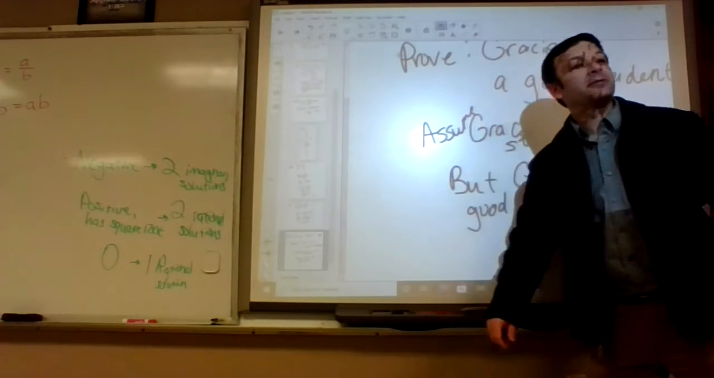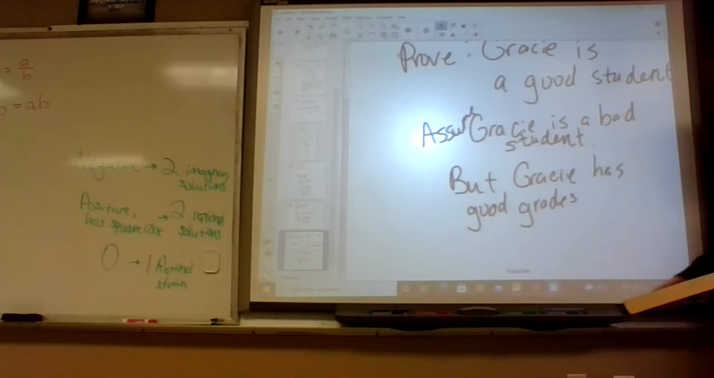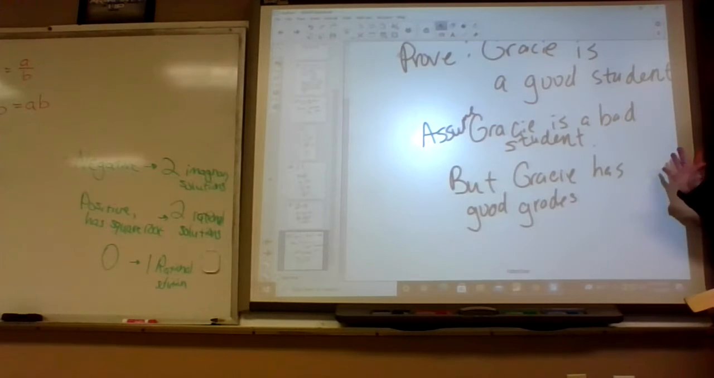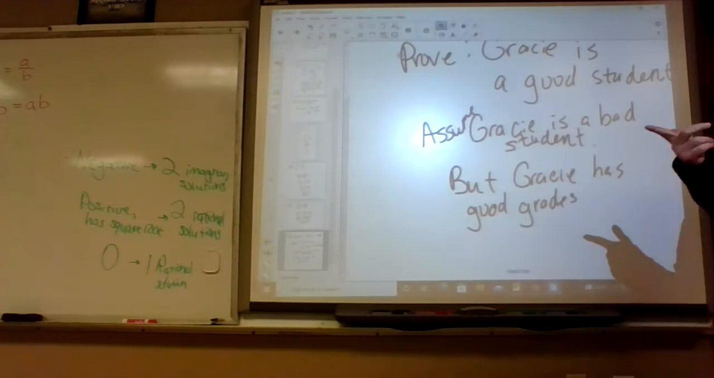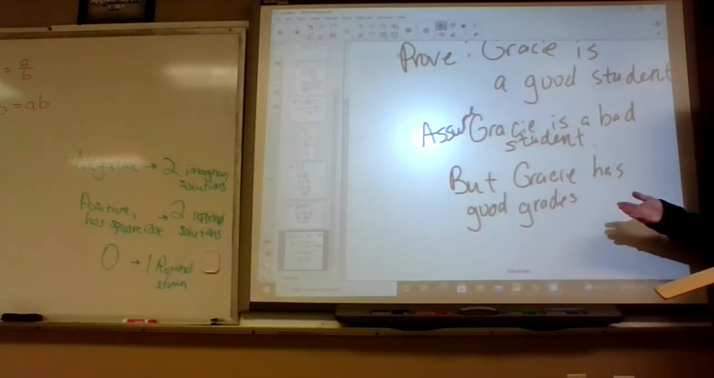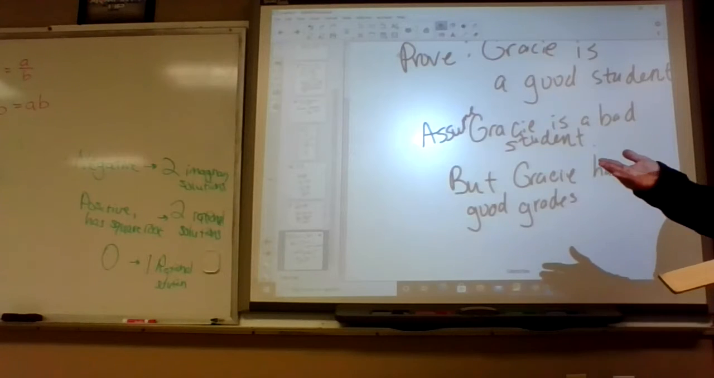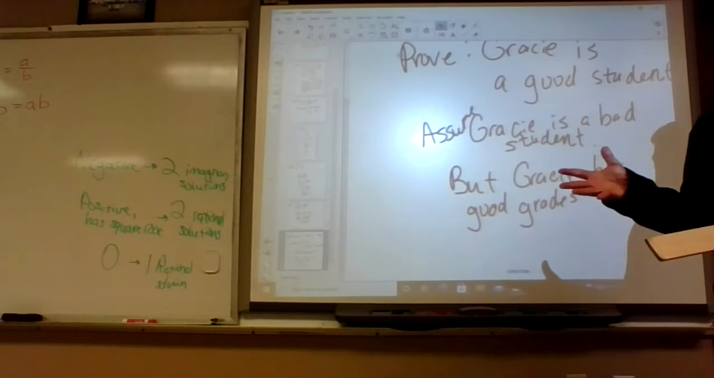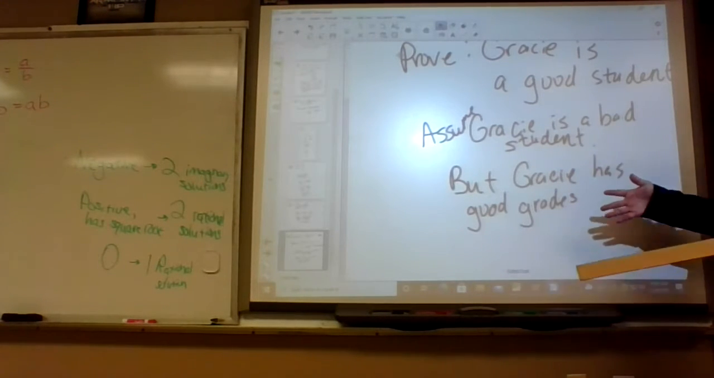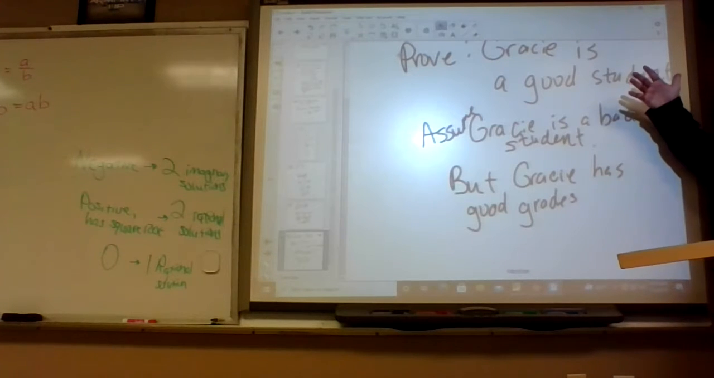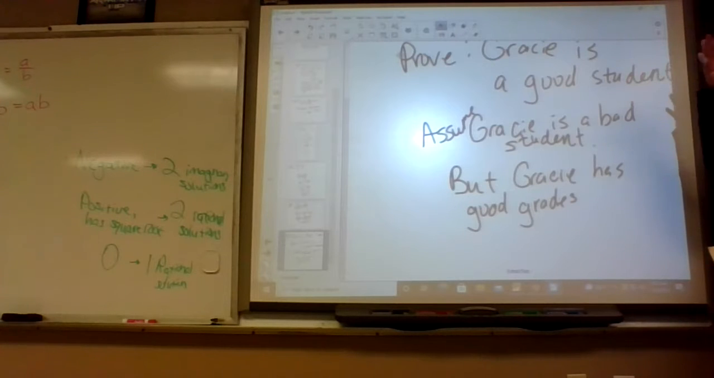I didn't write the whole thing down because it takes too long, but that just kind of gives you an idea of how it works. You start by assuming the opposite of what you're trying to prove, and then you show that something's wrong with it. It's a contradiction to what you know is true. And then you say, therefore the assumption is false, and the original thing we're trying to prove must be true.